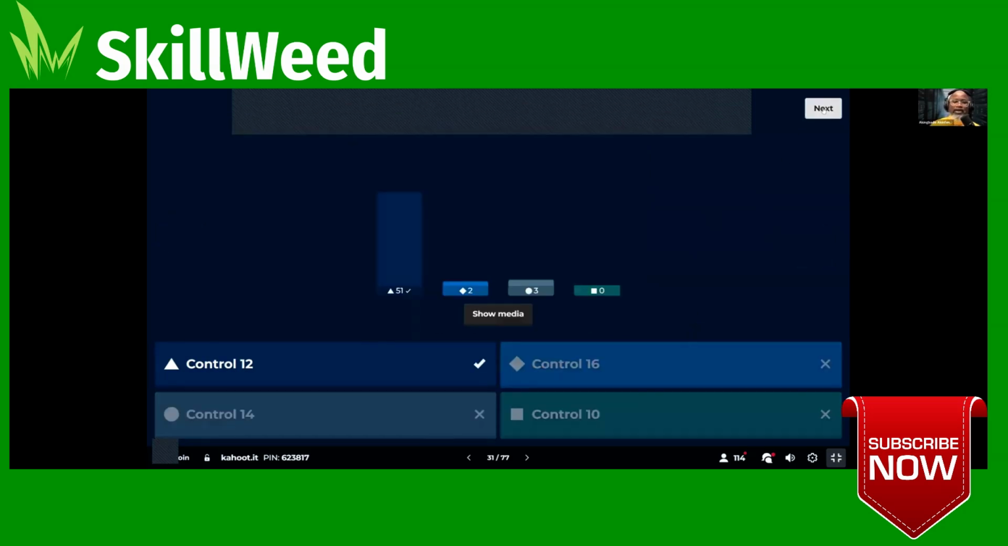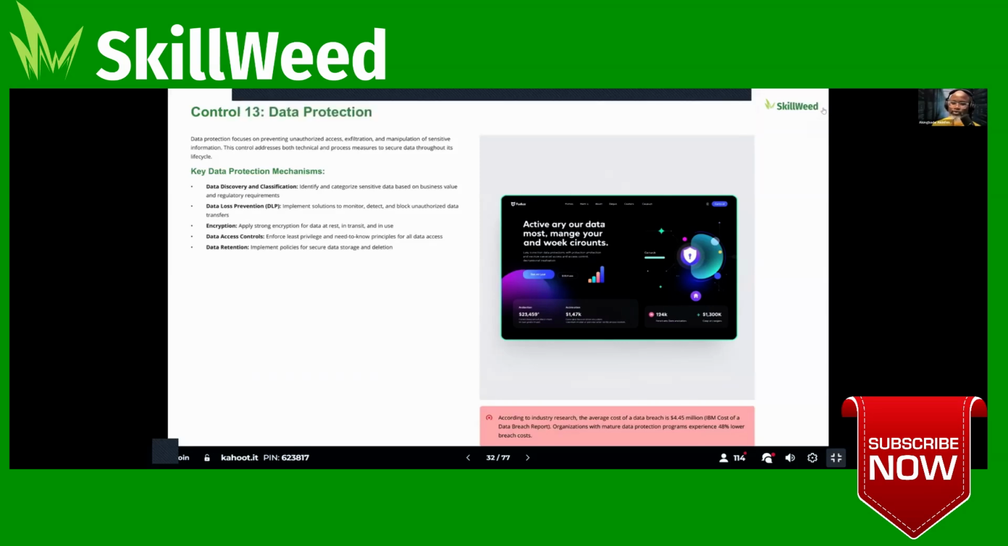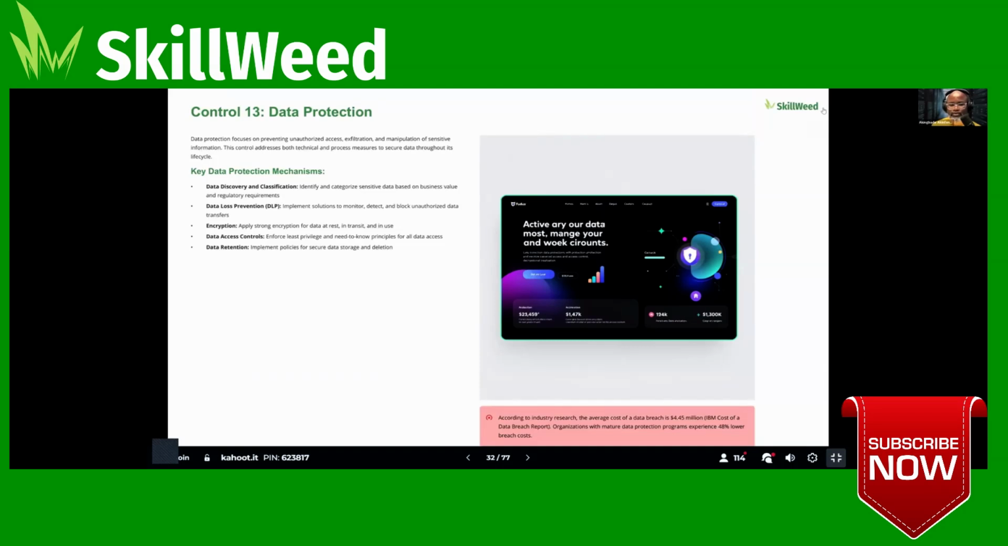Excellent. Control 12. Now again, don't stress it if you don't remember the name or number of the control. I don't know the number myself offhand, right? But I know the topic. You can talk about network segmentation, boundary defense, data protection, asset management, stuff like that.